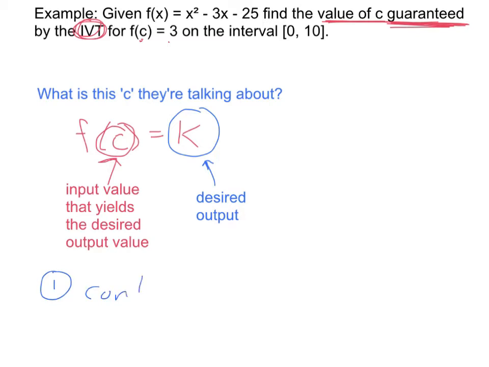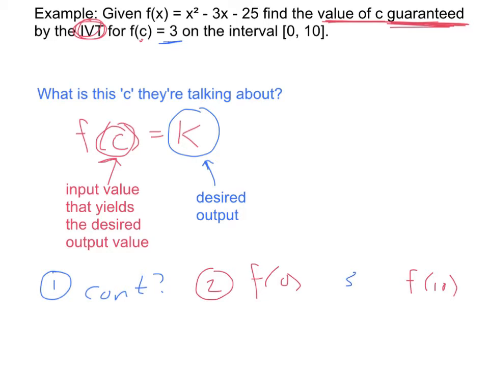Is this continuous on the interval? Yeah, just like we've said before, this has no division by 0, and it's not piecewise, so I'm not worried about that. The second thing that we have to consider is the endpoints. We have to look at f of 0, and we have to look at f of 10, and figure out if the desired output of 3 is indeed between them.